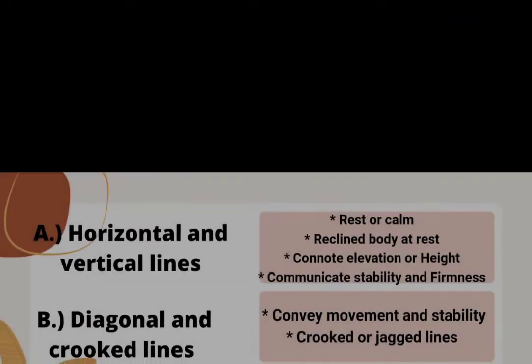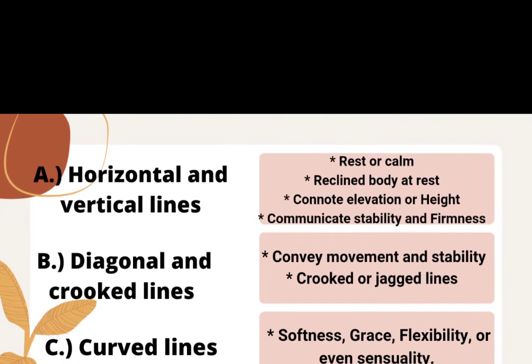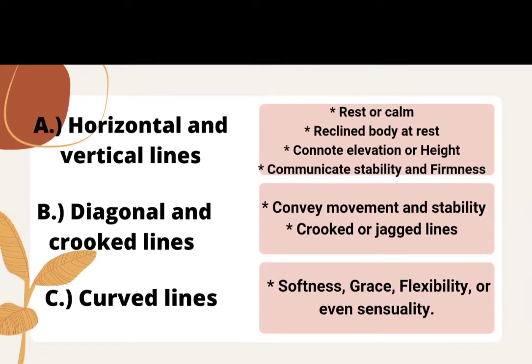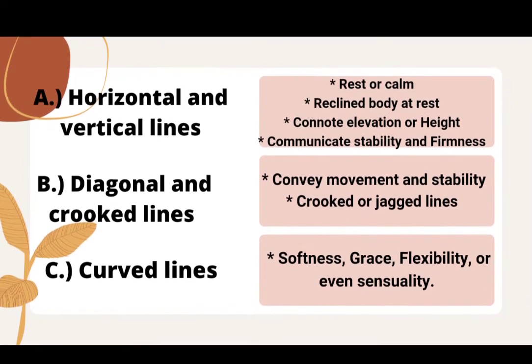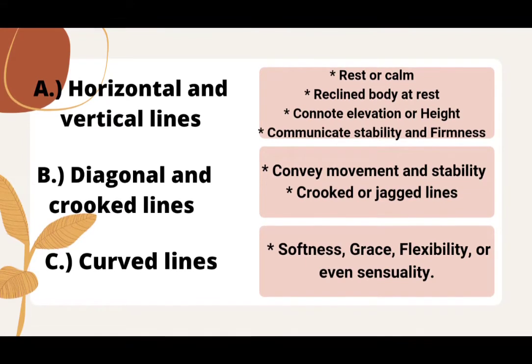Now we have letter A, horizontal and vertical lines. Rest or calm. A reclined body at rest, connoting elevation or height, communicates stability and firmness. Horizontal and vertical lines used in combination communicate stability and solidity. This stability suggests performance and reliability.